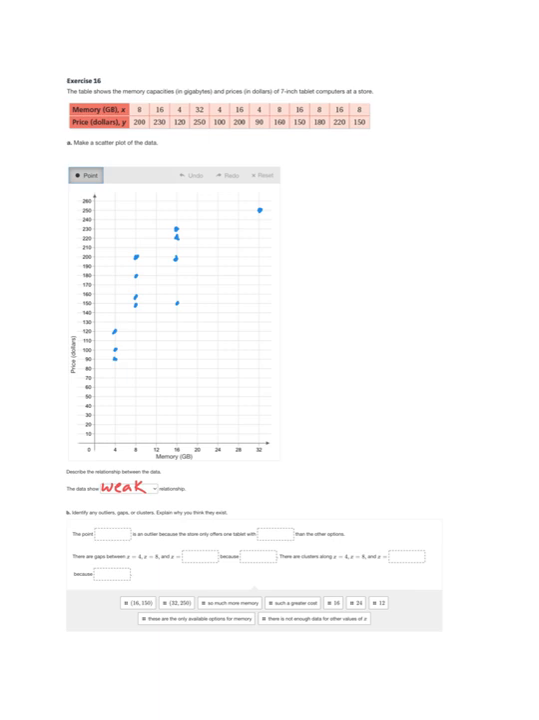Then we're going to identify any outliers that we see. So this point here is a little bit of an outlier. There's no points anywhere near that one. So that's the point (32, 250). So that's an outlier, and it's because it has so much more memory than the others.